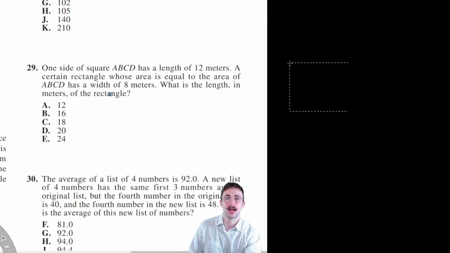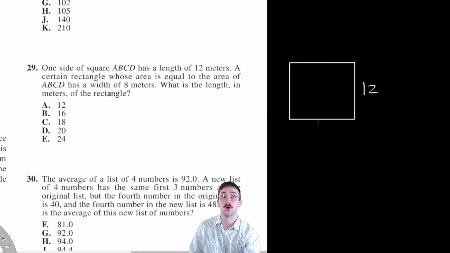One side of a square has a length of 12 meters. Well, that means that all sides have a length of 12, because it's a square. A certain rectangle whose area is equal to the area of ABCD has a width of 8 meters. Okay, so they love to do this, and I haven't found a good way of talking about these problems or classifying them. But essentially, they love to say a certain rectangle whose area is equal to the area of ABCD. It's like, okay, cool, well, just stop there. Let's find the area of ABCD, 144. Now what they're telling us is just a certain rectangle whose area is 144.